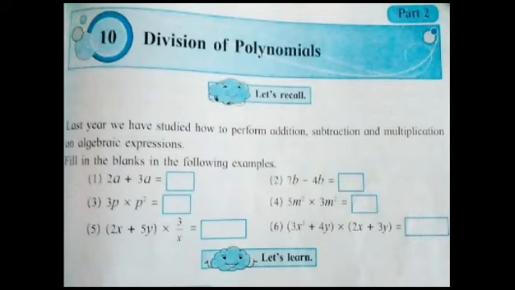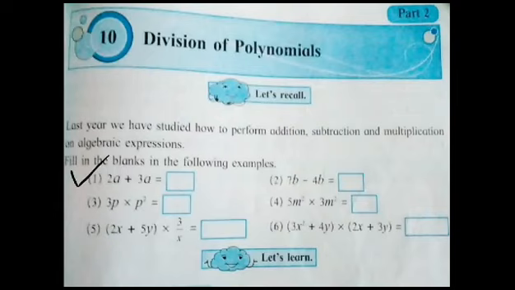Today we will begin chapter 10, division of polynomials, on textbook page number 61. Last year we studied how to perform addition, subtraction and multiplication on algebraic expressions. Fill in the blanks in the following examples.